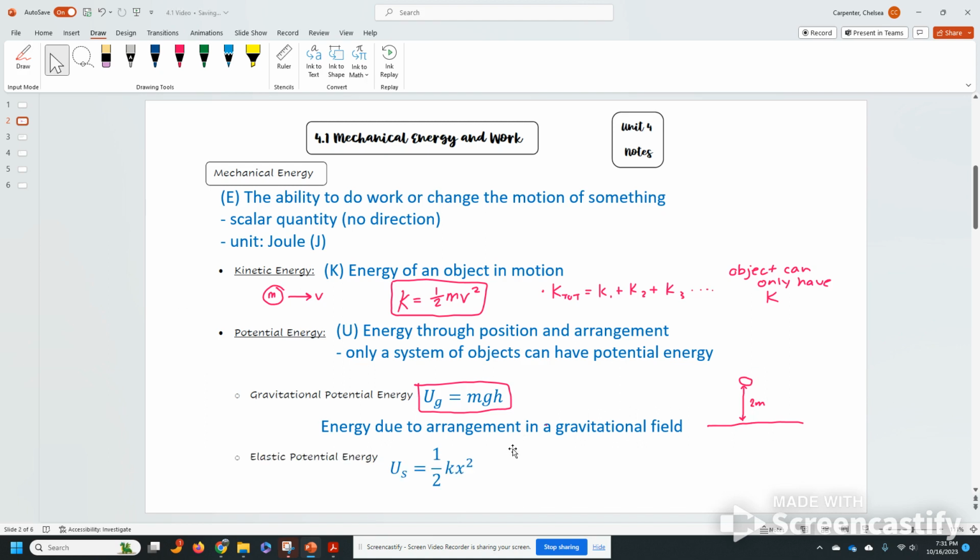The other type of potential energy is elastic potential energy. So this is relative to a spring. If we have a spring and we compress it some distance x, it has potential energy. If I was to put a ball right here, it could cause an increase in kinetic energy of this ball. So x is going to be the compression or the stretch. Remember, k is that spring constant. So yeah, two different types of potential energy.